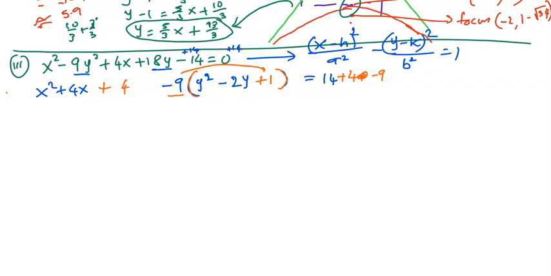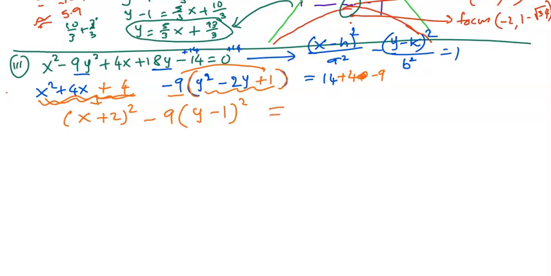Okay, so let's complete that. Let's continue. (x plus 2) quantity squared, that's what this means, right? The point of adding that 4 is to make it a complete square like that. Minus 9 times (y minus 1) quantity squared, right? That means this is equal to 14 minus 9, which is 18 minus 9, which is 9, right?